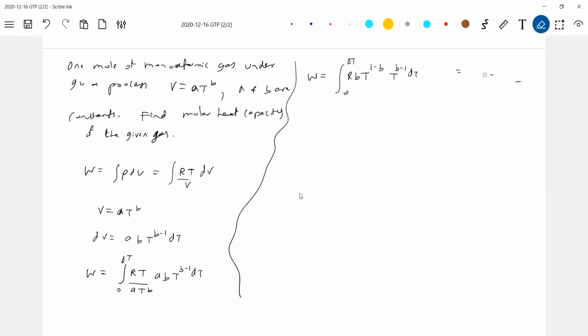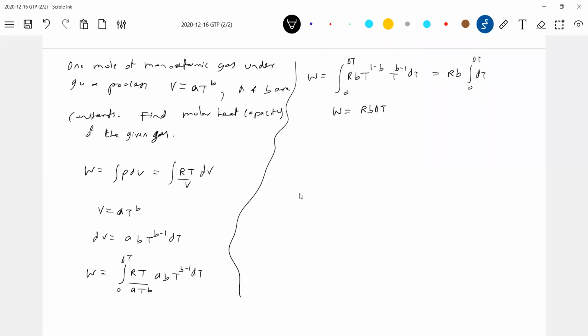I'll write it, otherwise you'll get confused. So where needed, I'll write down the equation. So these two will cancel out. So we'll be left with RB outside the integral of dT. So therefore work done by gas is how much? RB delta T.